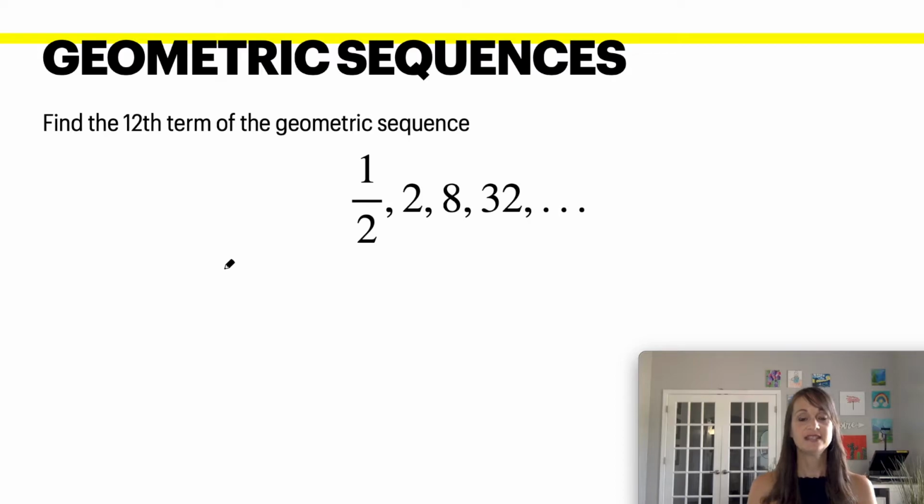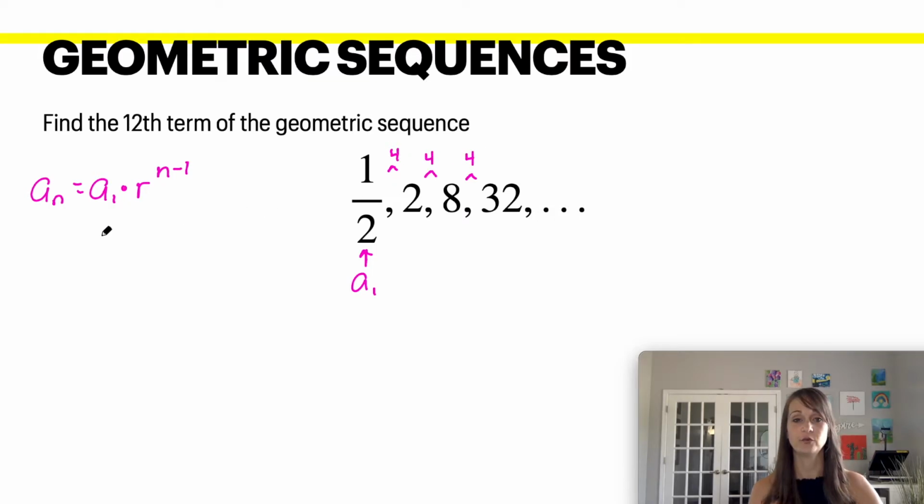Now, in this instance, you're finding a specific term. In order to find a specific term, you need to actually write the formula. Again, the formula is going to be the first term times r to the n minus 1. Well, that is our first term. And then to figure out what you multiply by each time will get you r. 1/2 times what will get you 2? 2 times what gets you 8? 8 times what gets you 32? The number is 4. You're multiplying by 4 each time.